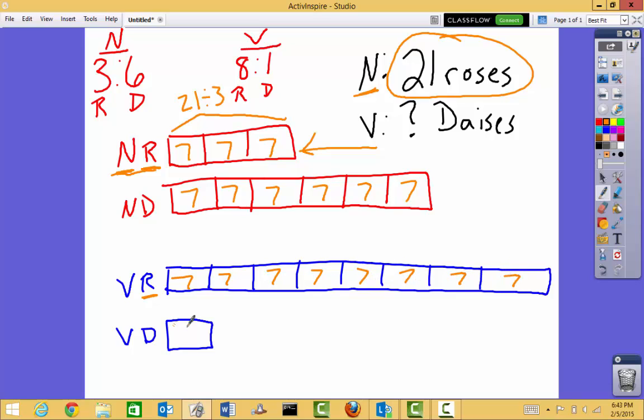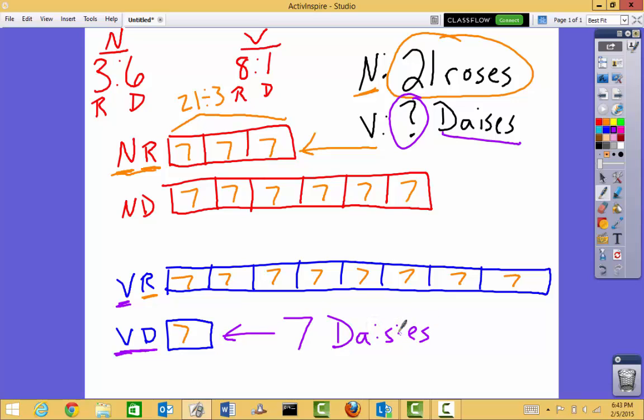Now it's going to be really easy. Do I have enough information for this answer? On Valentine's Day, so I'm looking at my Valentine's now. How many daisies? So Valentine and daisies, that's this right here. So my answer is 7 daisies are sold on Valentine's Day.